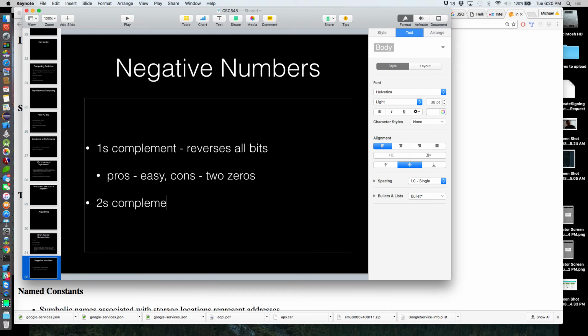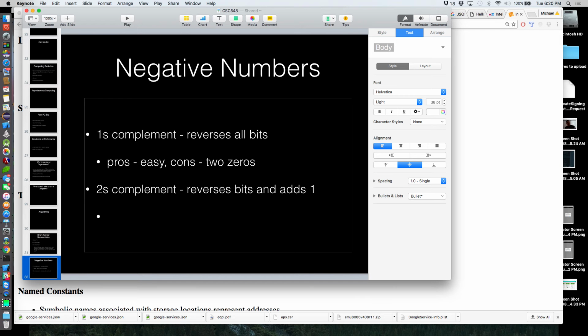So two's complement reverses bits and adds 1. Okay. What are the pros of this? Okay, so fast subtraction. If we're comparing it to the one's complement, we get away with one 0 for this guy. What about cons?